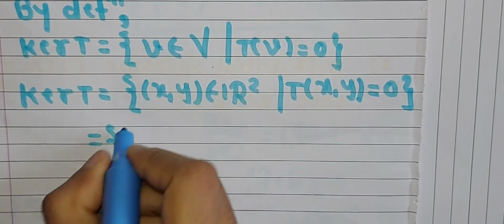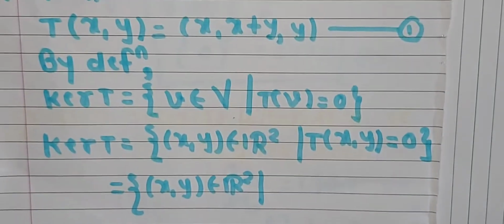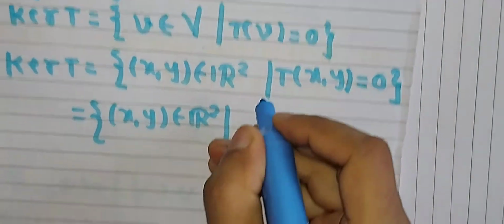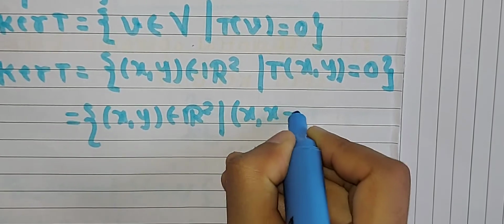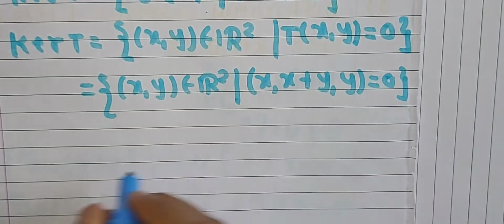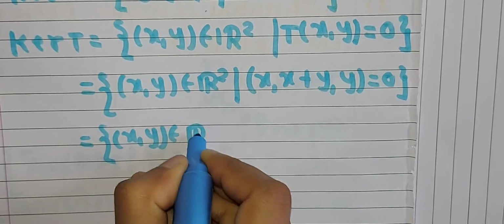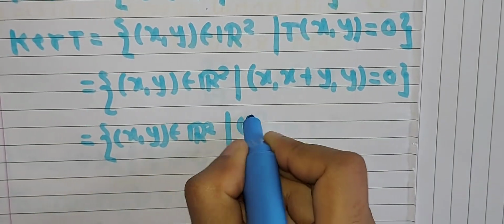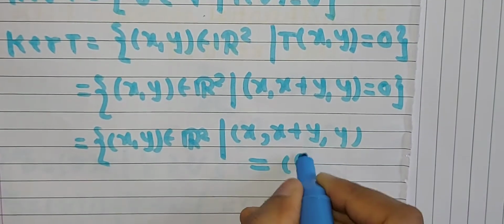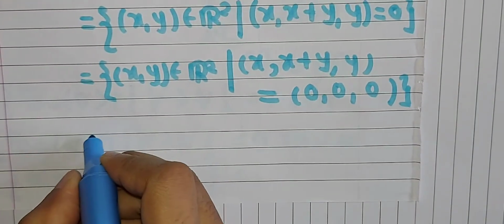Now take the first part as it is, that is, (x, y) belongs to R squared, such that with the help of equation 1, T of (x, y) is equal to this triplet. Putting that triplet here, we get (x, x plus y, y) equal to 0. This 0 can also be written as (0, 0, 0), and complete it with a curly bracket.